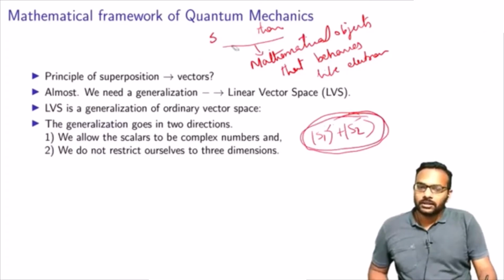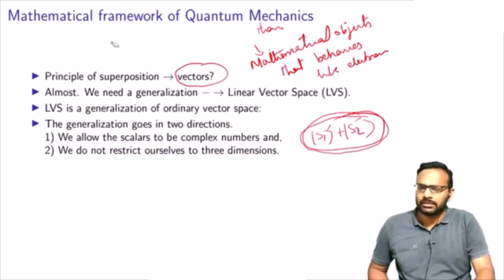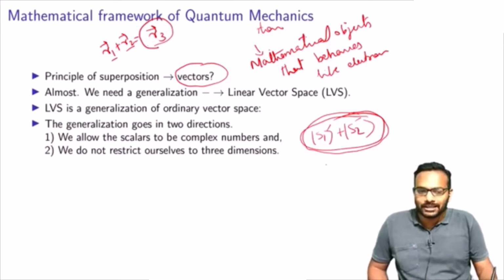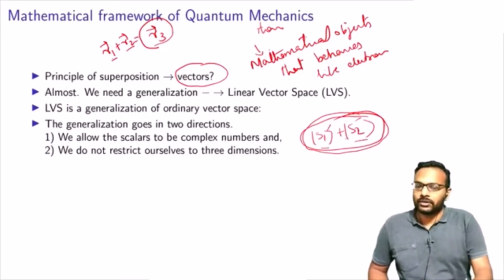Now, if you are familiar with some mathematics, you remember that this sounds like vectors, right? If you take three-dimensional vectors, R1 and R2, and you add them, you see that it's another vector in the same space. This sounds like an electron. Why not vectors? Because here, if this is a possible state and this is a possible state, the superposition is also a possible state. If this is a vector and this is a vector, then the superposition is also a vector. So this is similar. Why don't we try to describe electrons using vectors?